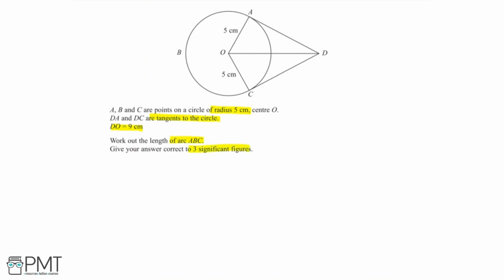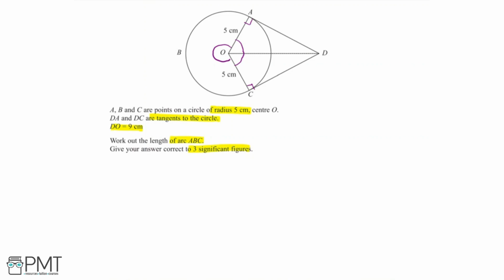So to work out the length of arc ABC, we need to first find this angle. Then we can start to find this angle by finding out the angle AOD and the angle COD. We're told that DA and DC are tangents to the circle, and we also know that an angle between the radius and a tangent is always equal to 90, and so we can say that angle OAD and angle OCD are both right angles. So now we have two right angle triangles.